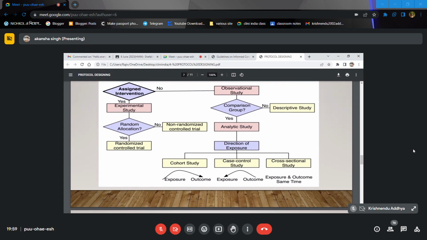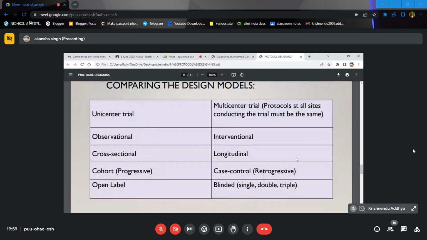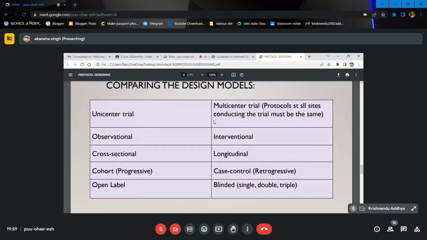In this protocol, this is not very important. It is just an explanation of what it is.